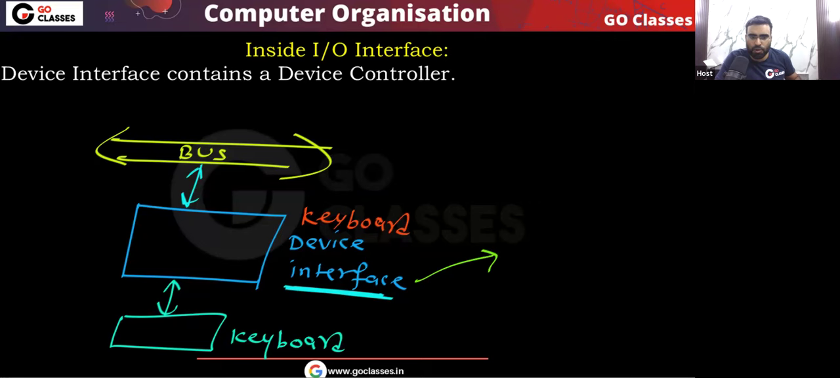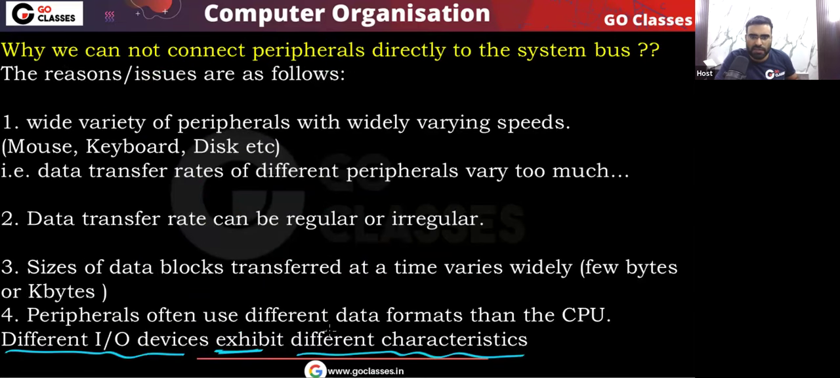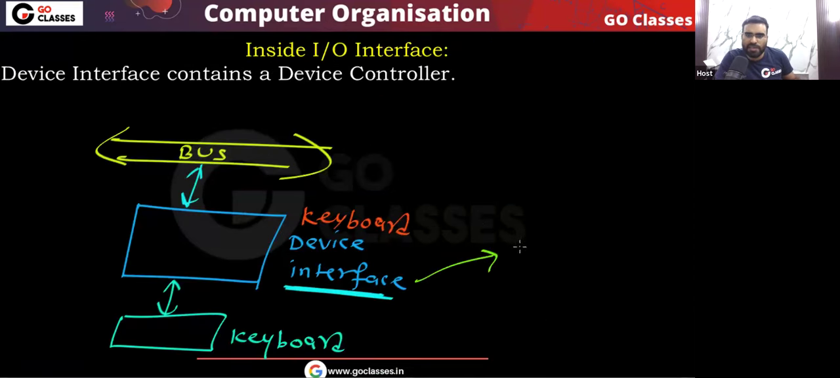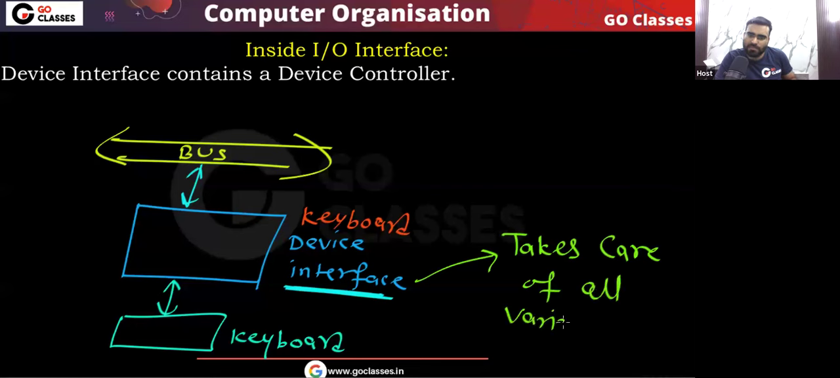This interface will handle all these variations. I told you there are variations, the different characteristics. The peripherals have different properties. Remember, this interface will take care of all the variations. The responsibility of the interface is to take care of all the variations in speed, in properties, in characteristics. So remember, this will take care of all variations in device characteristics. Okay, is this clear?